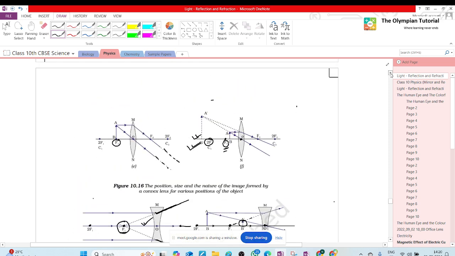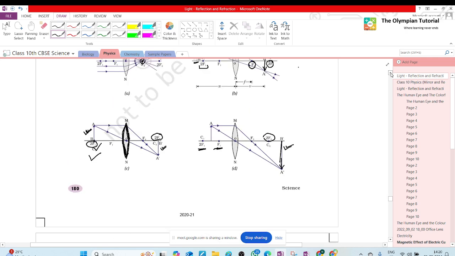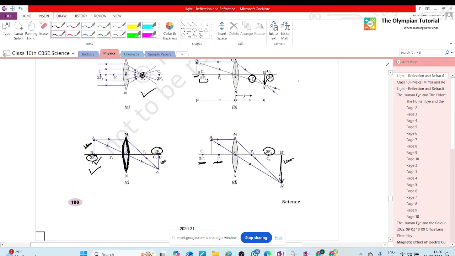If the image is formed on the right side, let me tell you one by one. Here in the first one it is on the right side, so v is taken as positive. Here also v positive, v positive, v positive, and the height of the image will be taken as negative, depending on whether it is inverted. If it is inverted, then it is downside, and downside is negative.